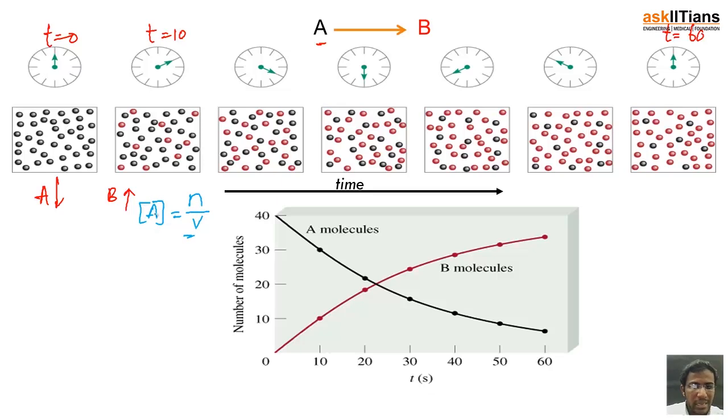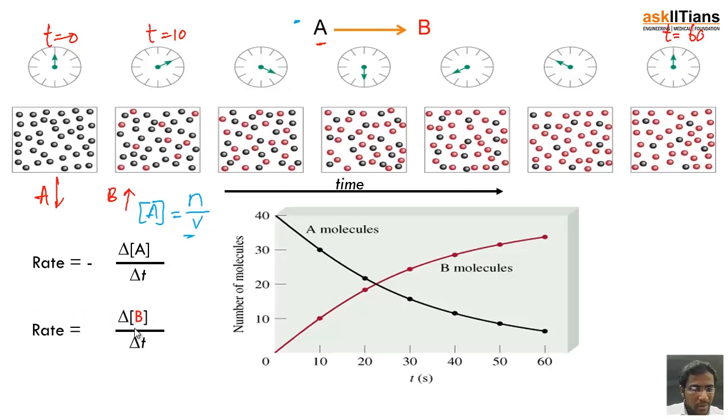If you consider this A as a gas, then the number of moles of A divided by volume will give its concentration. So concentration is decreasing, but here it is not concentration, it is the number of molecules that are decreasing. Similarly, you can also draw the variation of concentration of A with time. Since the number of molecules of A is decreasing, the concentration of A is decreasing and the concentration of B is increasing. So the rate of this reaction is equal to the change in concentration of A divided by time.